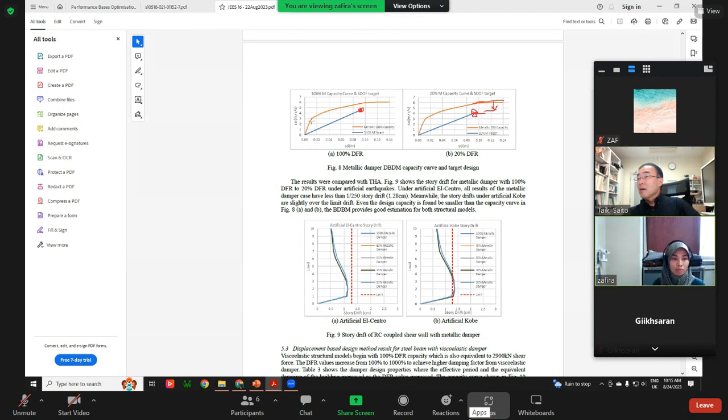What I understand from this graph, for example at 100%, the blue line is closer to the capacity. So the design is acceptable, but the energy dissipation is too conservative. I say acceptable based on the story drift in the story tree. So how do you design the metallic damper?